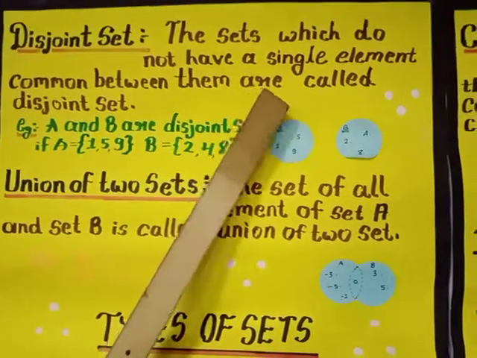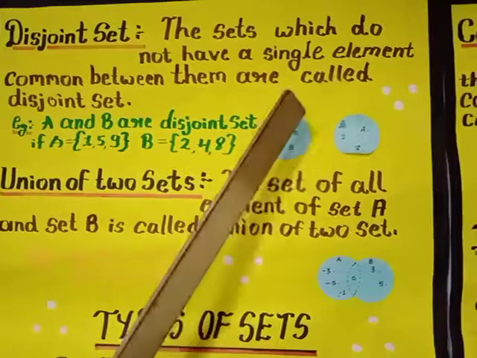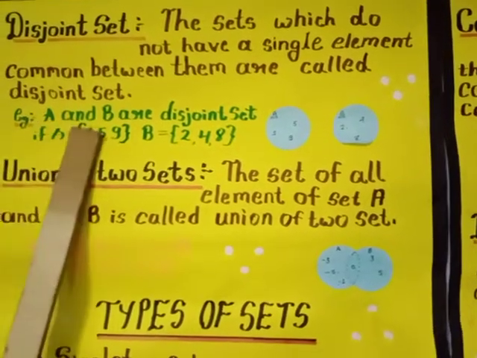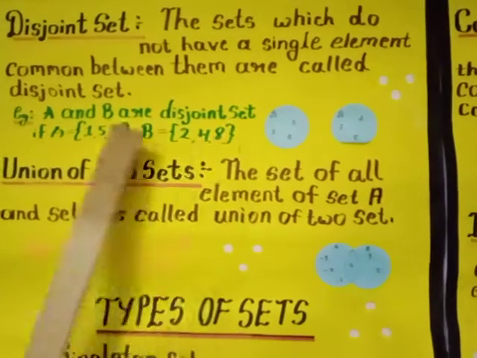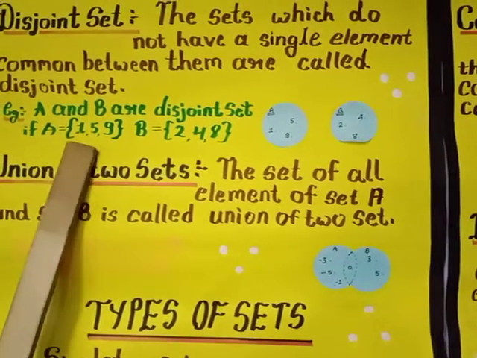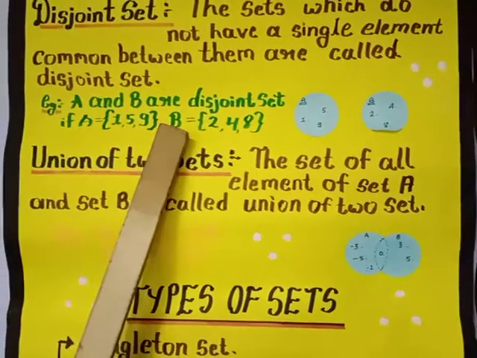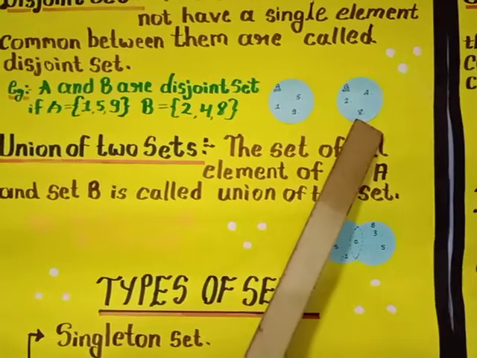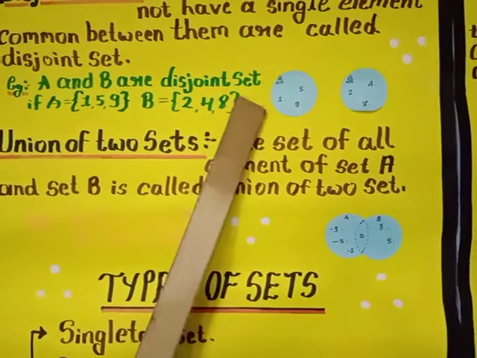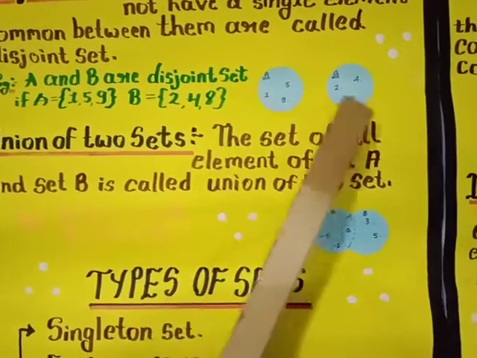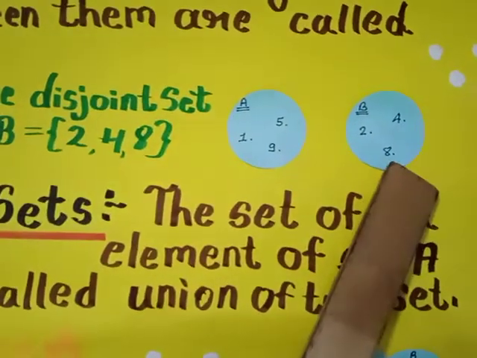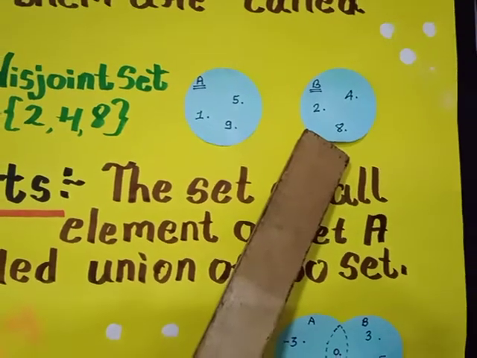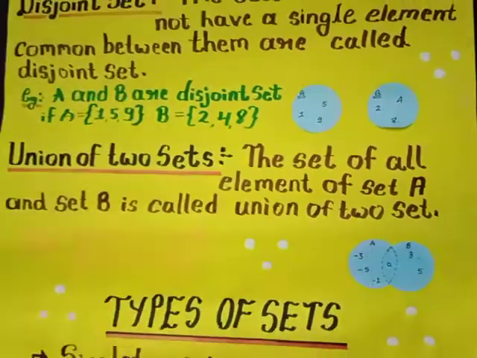Means we have two sets, set A and set B, and in these two sets we don't have any element in common. For example, A and B are disjoint sets if set A is 1, 5, 9 and set B is 2, 4, 8. We can see this with the help of a Venn diagram. In set A we have the elements 1, 5, 9, and in set B we have 2, 4, 8. There is no common element between these two sets, so we can say this is a disjoint set.